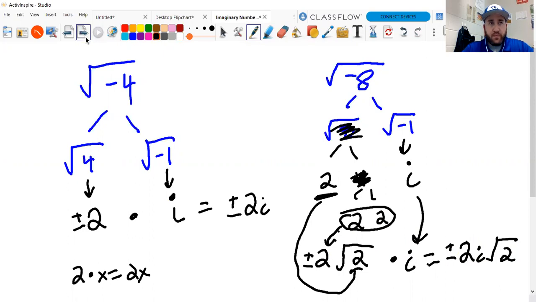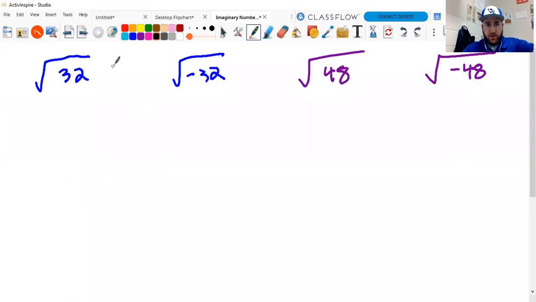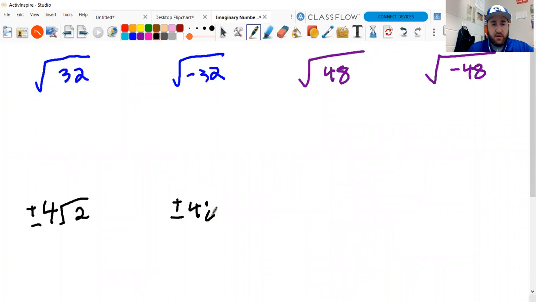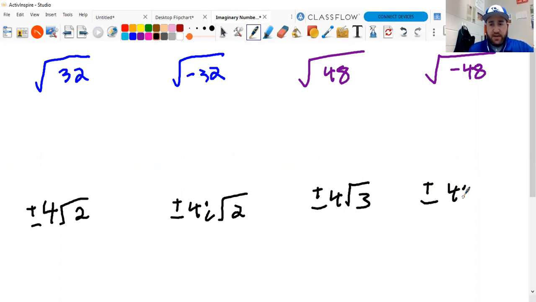Okay. So I'm going to let y'all practice on your own real quick. I got these last 4. All right. When you do 32, you should get plus or minus 4 square root 2. Negative 32 would be 4i square root 2. 48, 4 square root 3. Negative 48, 4i square root 3. So y'all try those on your own. You can send me a Remind if you want me to check them.